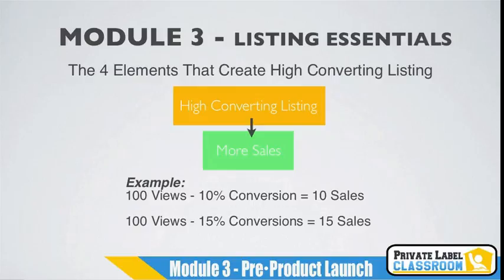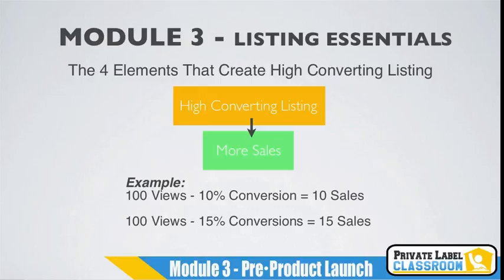Okay, so now what we're going to do is talk about listing essentials, and this means your product listing. We're going to talk about the four elements that create a high converting listing. This is really important because when you have a high converting listing, you're going to get more sales, period.